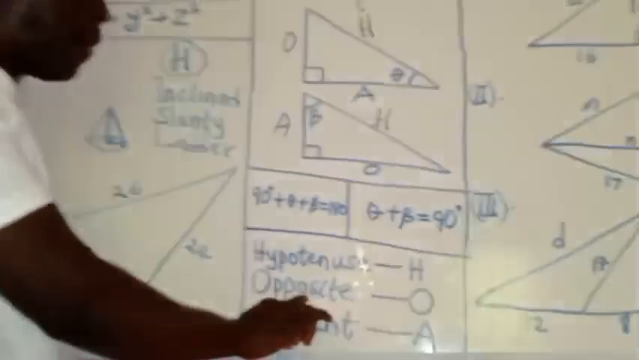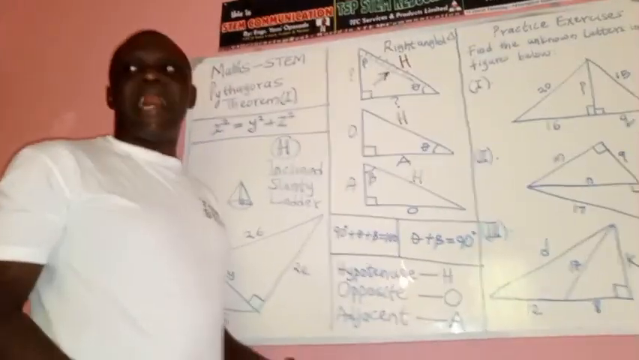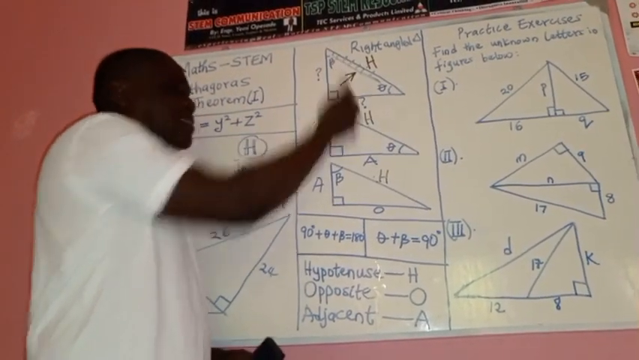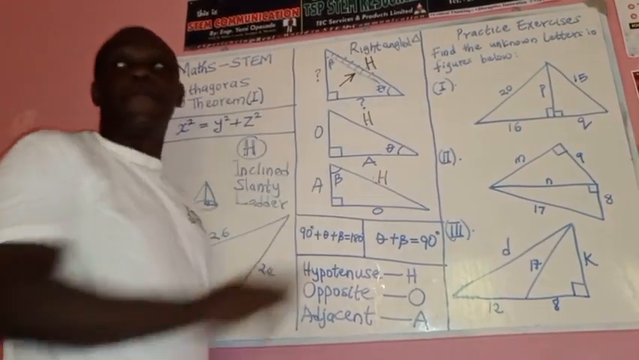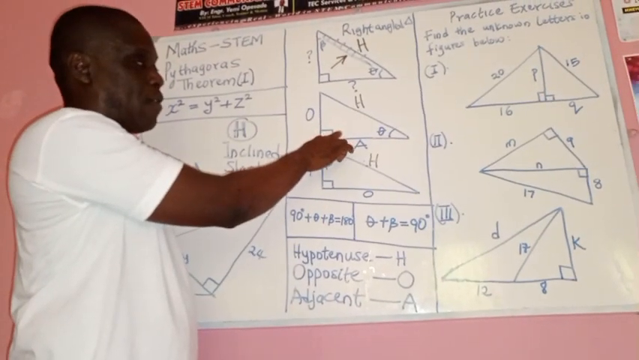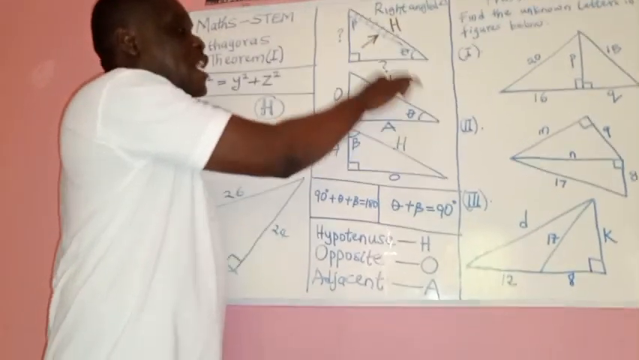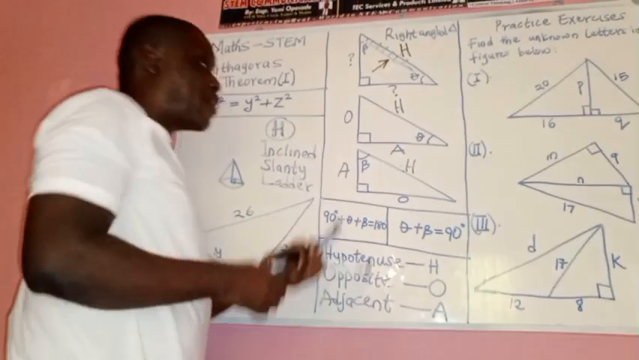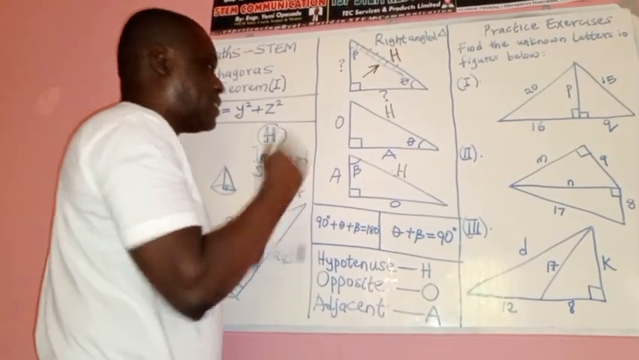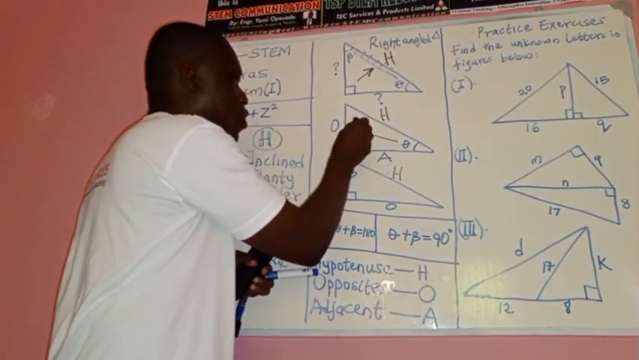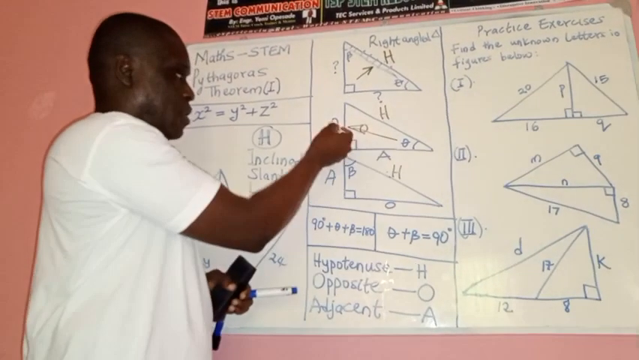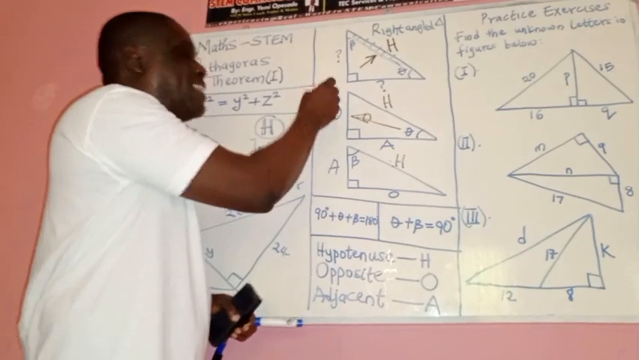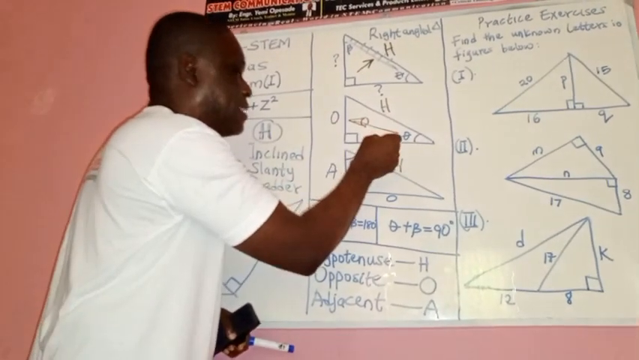So the other two sides can either be opposite or adjacent. How do you know which is opposite or adjacent? It depends on these two angles. Now, look at this second figure. I want to pick angle theta. If you reference this angle, the side that is directly opposite it is this. O stands for opposite. So this becomes the opposite, and automatically the third one will be adjacent.